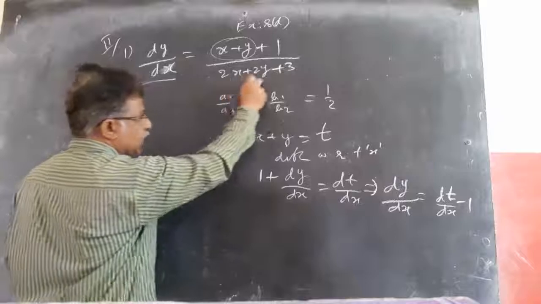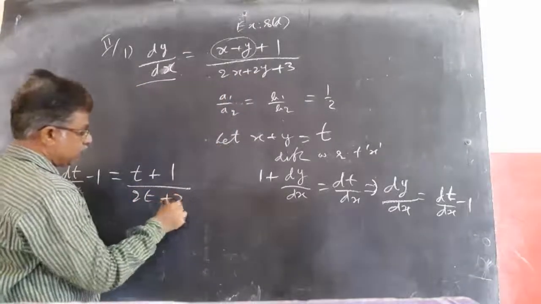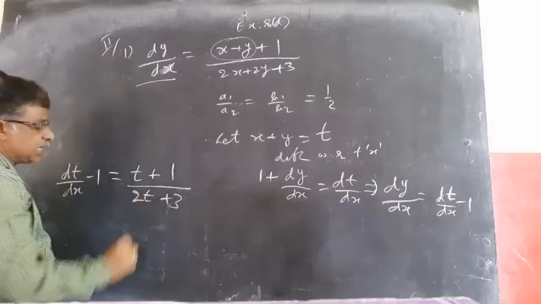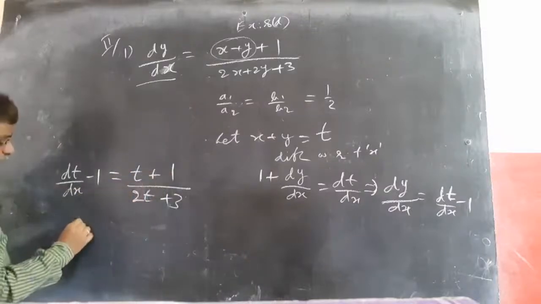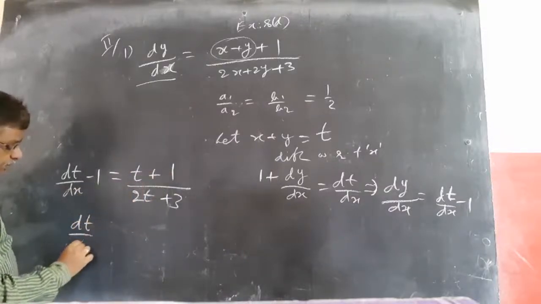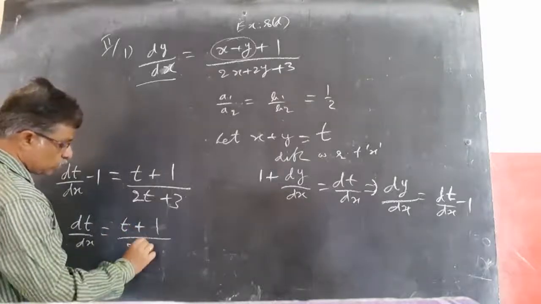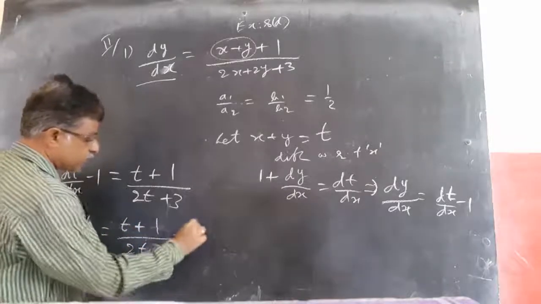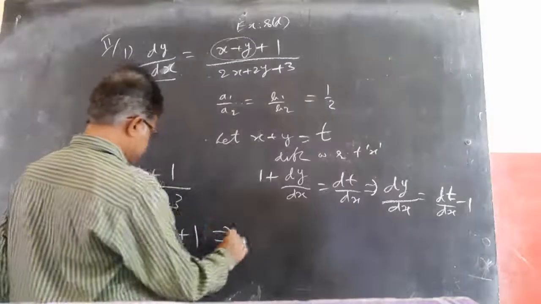And if I take 2 common, it is again x plus y. Means 2t plus 3, t plus 1 by 2t plus 3. Now minus 1 to that side becomes plus 1. So dt by dx equals t plus 1 by 2t plus 3, and minus 1 goes to that side, plus 1.